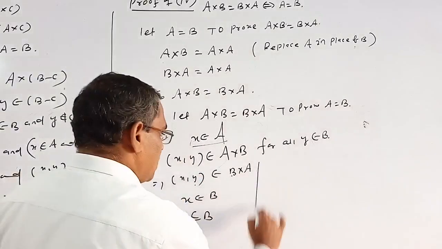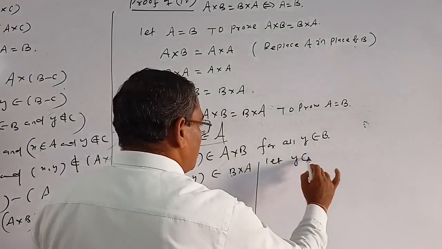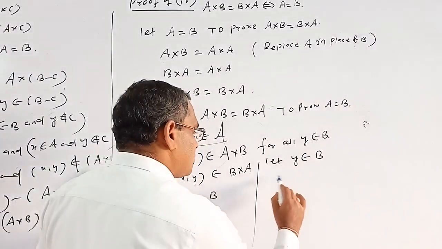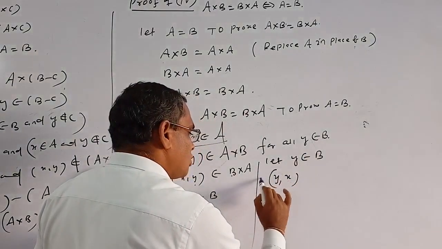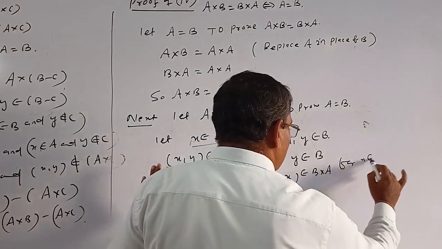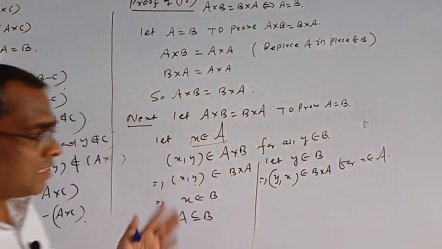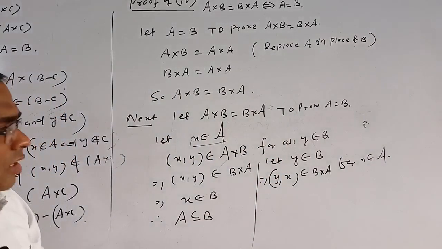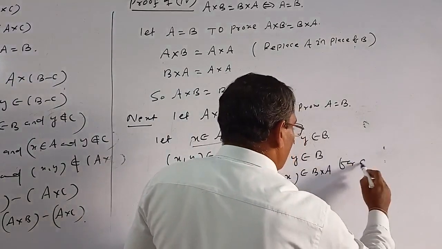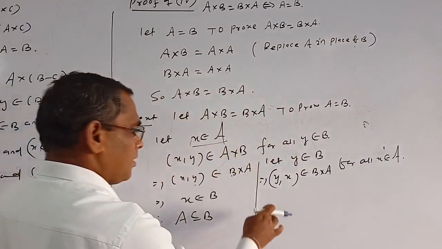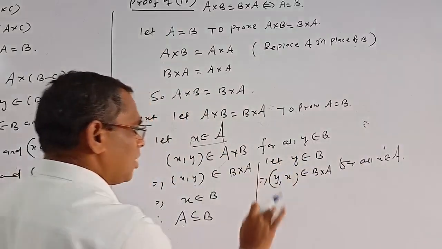Next, let y belongs to B be any element. Now y belongs to B, any element, means for all x, y comma x belongs to B cross A for all x belongs to A. If y is in set B, then the ordered pair y comma x is in B cross A for all x belongs to A. If we have all elements of set A, then the ordered pair y comma x belongs to B cross A.